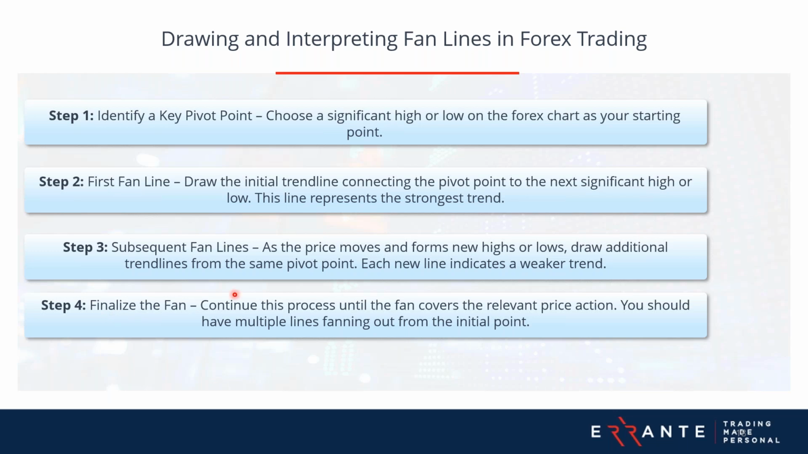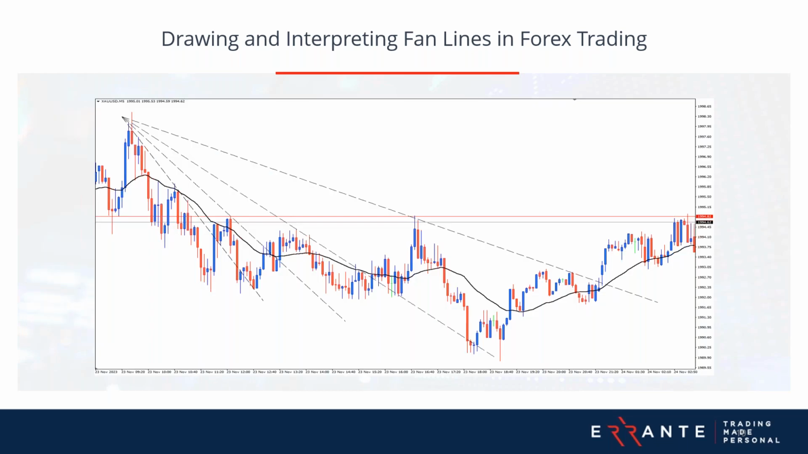Continue this process until the fan covers the relevant price action, and you should have multiple lines fanning out from the initial point. And if you want a real-time example, this is how it looks. You see here, this is our first line here when we had only 2 points, and then we connected them and projected them to the right. And after the first penetration of the first line, we got to this new market top, and then we just draw a new line from our first pivot point to this new market top. You see it's still a downtrend, but with less momentum. And we continued it to the right.